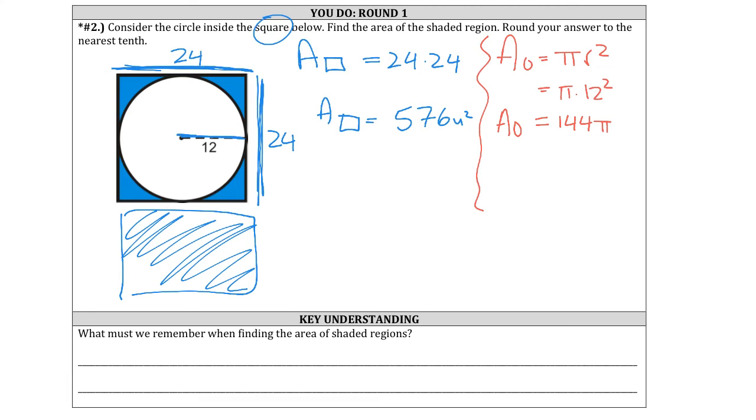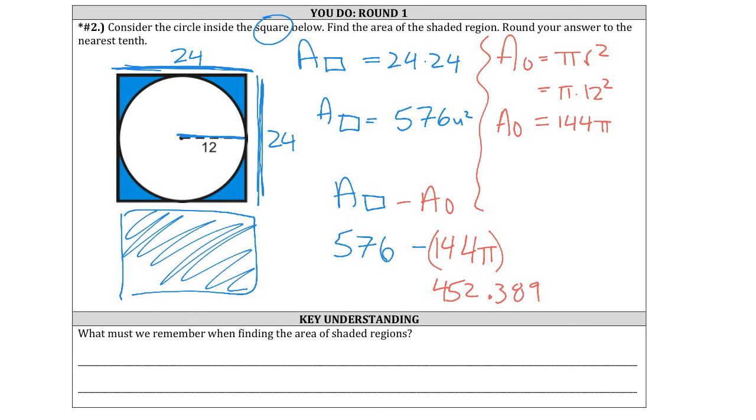So I don't want the whole 576, not the whole square, because I'm taking out that circle. So I need to do the area of the square, and I'm taking out, so minus the area of the circle. So it's 576 minus the 144 pi. Now careful here, on your calculator, if you have a graph, you want to make sure you do the 144 pi in parentheses. If not, you might want to make that a decimal first. It's 452.389. And if you look, that makes sense.